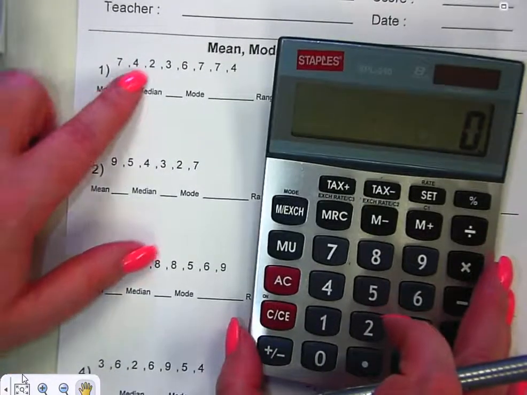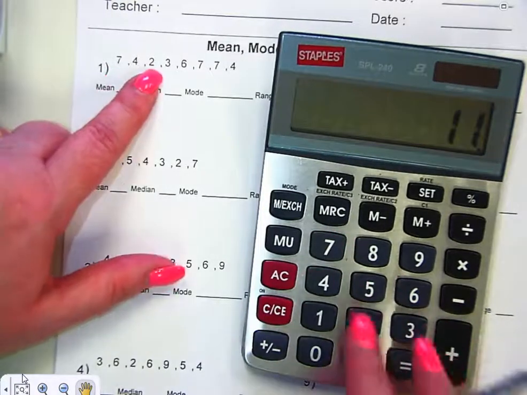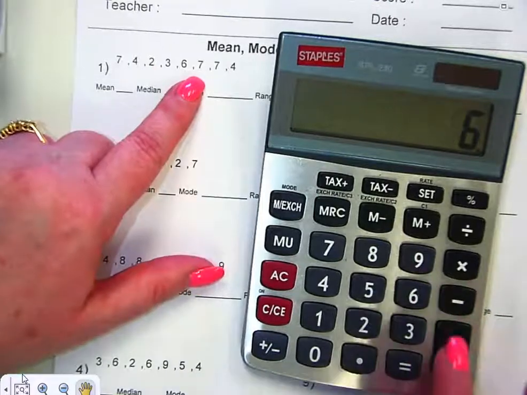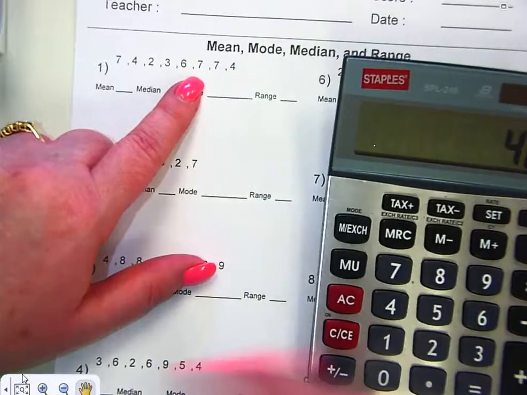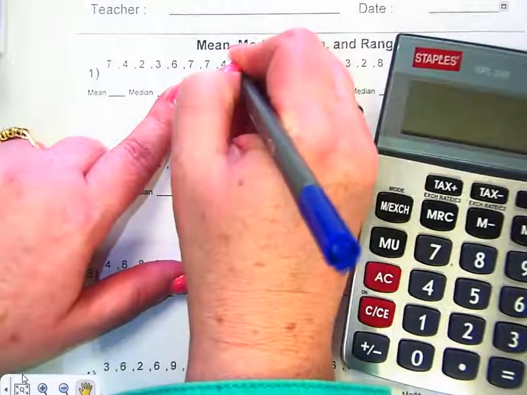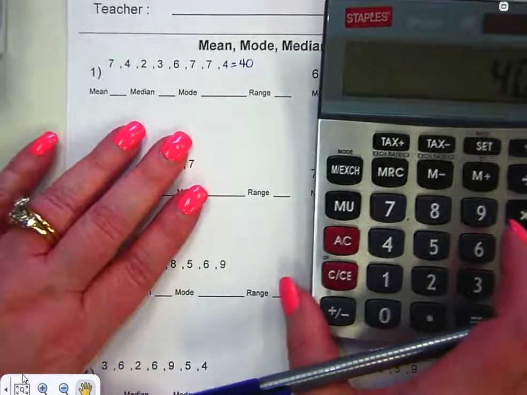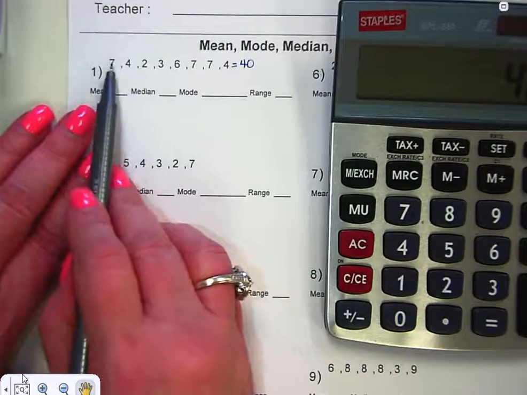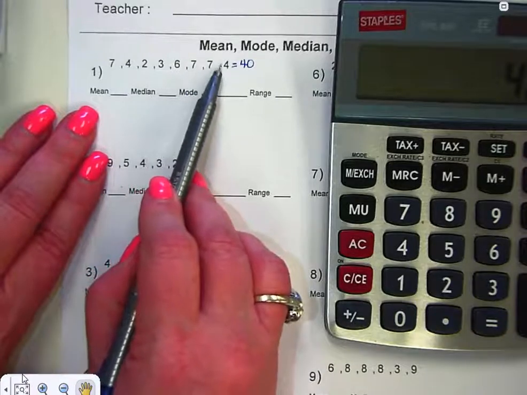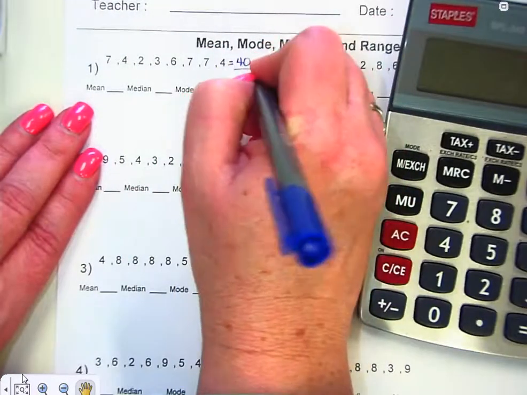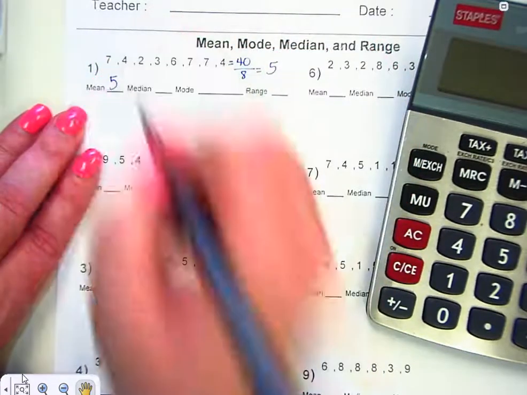So use your calculator and add these data points together. 7 plus 4, 2 plus 3. When I add them all up, I get 40. And then how do I decide what I need to divide by? How many were there? 1, 2, 3, 4, 5, 6, 7, 8. There's 8 of them. So 40 divided by 8 equals 5. The mean is 5.